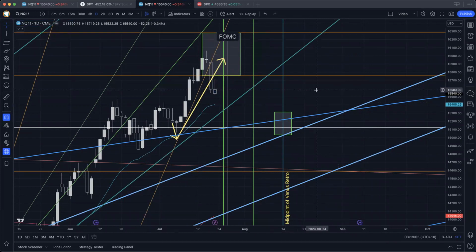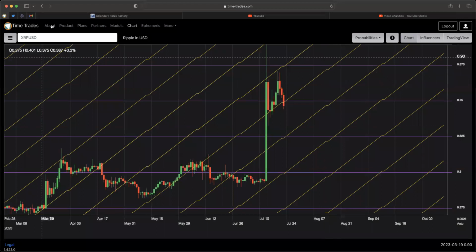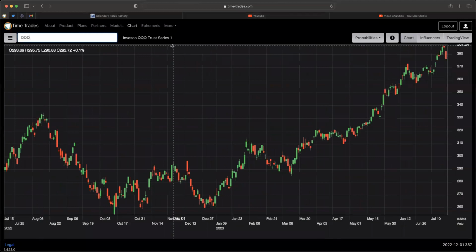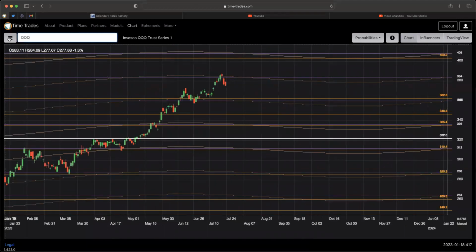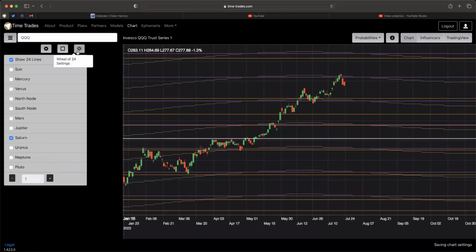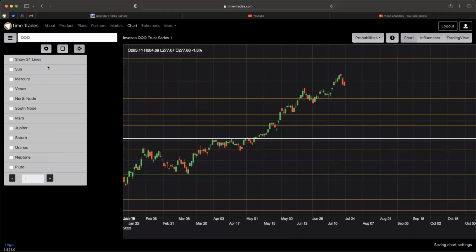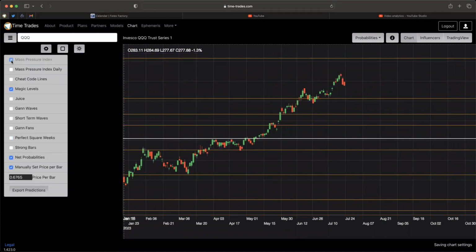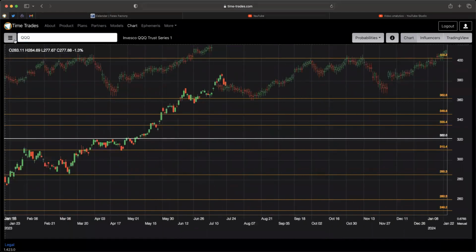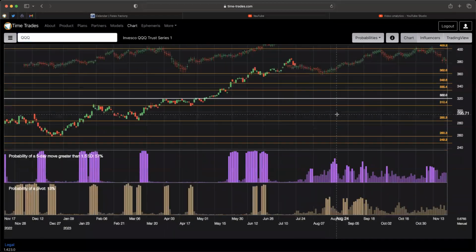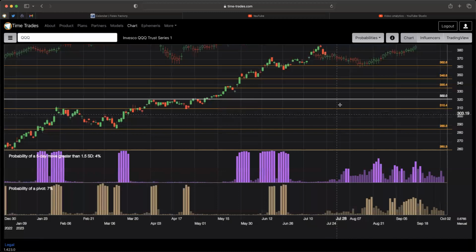So let's take a look at why I think this is going to be a low pivot and not a high pivot. A lot of it has to do with the mass pressure index. So let me just rearrange this a little bit. We'll turn this off. And what we're going to take a look at here is the mass pressure index in the Qs. We're also going to turn on non-directional probabilities. We can zoom in here.